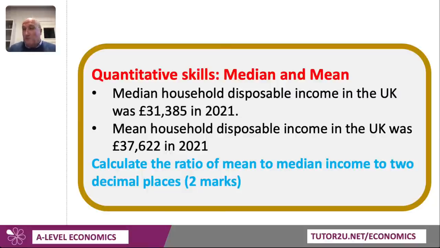Calculate the ratio of mean to median income to two decimal places. I'll also pose a little extra question here. Why is the mean in the UK so much higher than the median? It's a really quite important bit of economic data there, which is a good one.